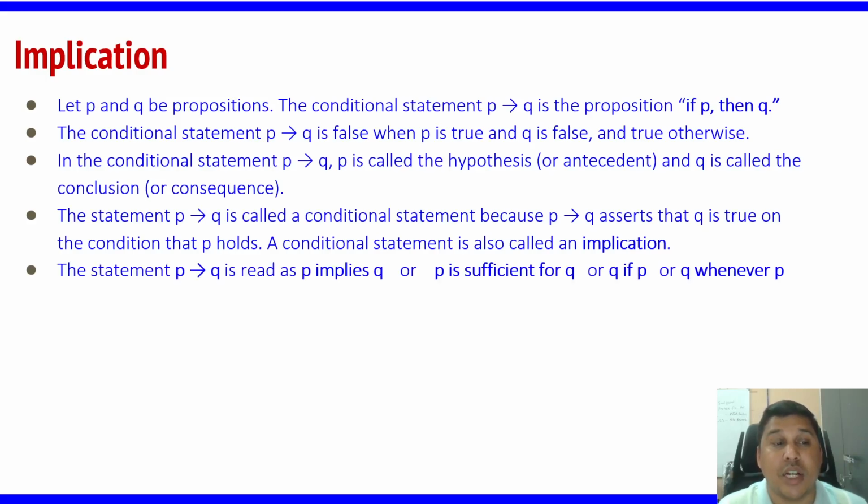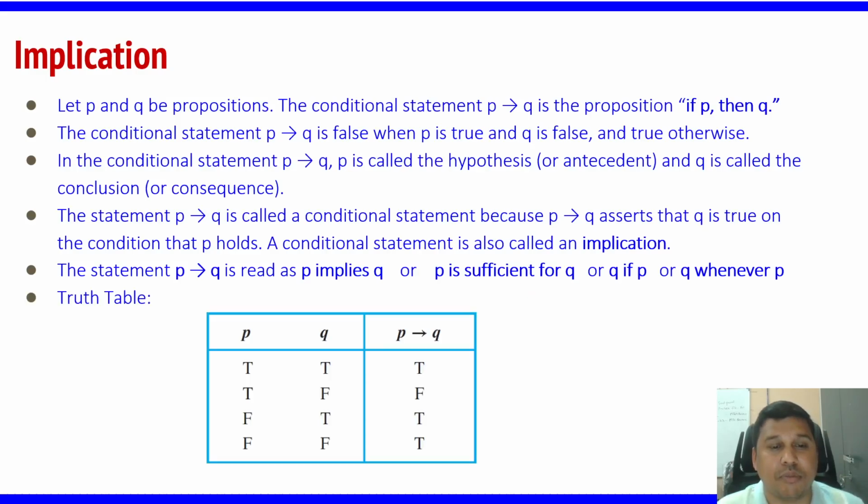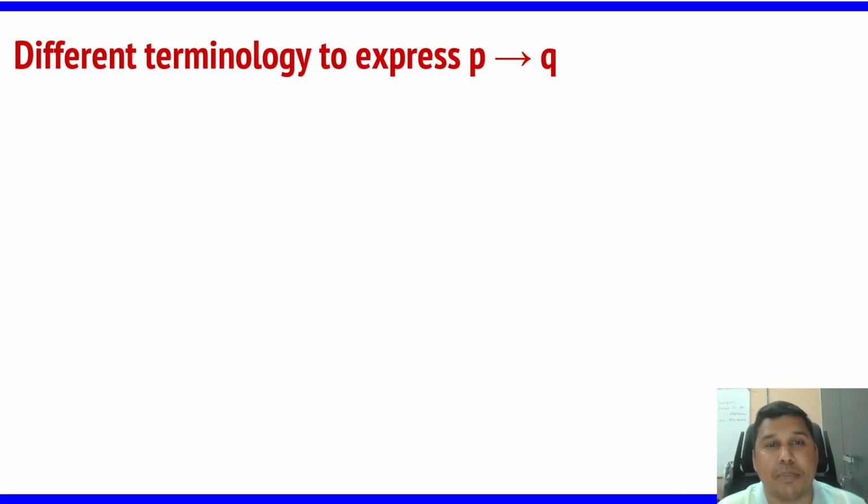So this is called implies. Different forms are very important. How do we call the statement P implies Q? It can be called P implies Q, P is sufficient for Q, Q if P, Q whenever P. These are different forms of the implication statement. If you see the truth table, only when the first is true and the second is false, it is false. In all the remaining cases, it gives true. This is about the implication statement.